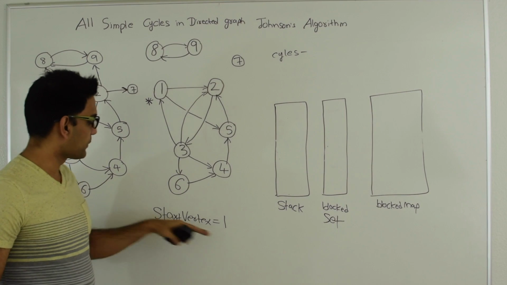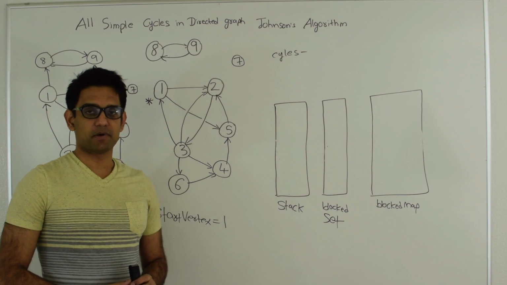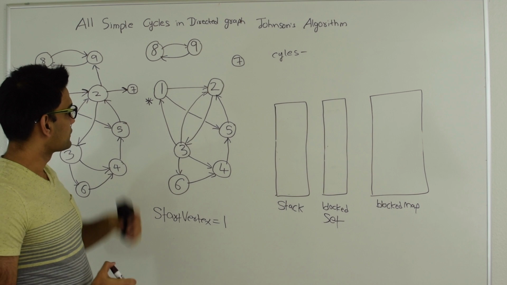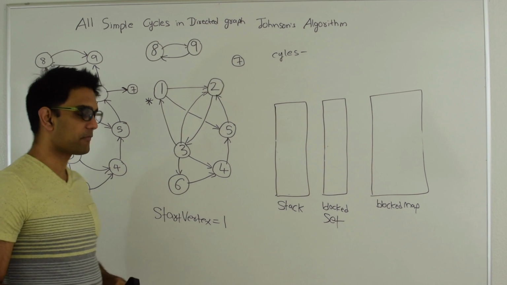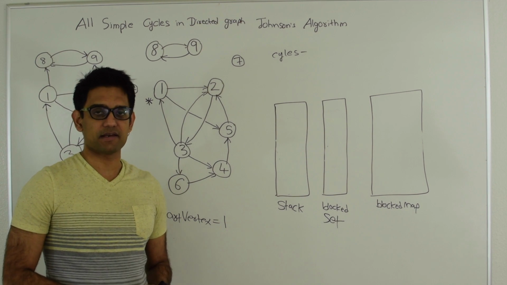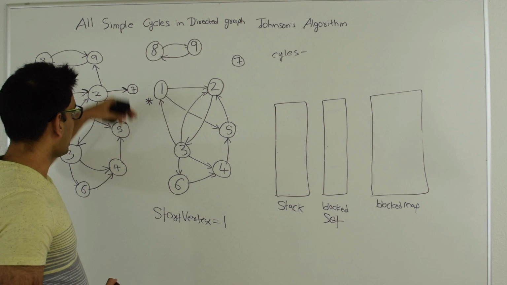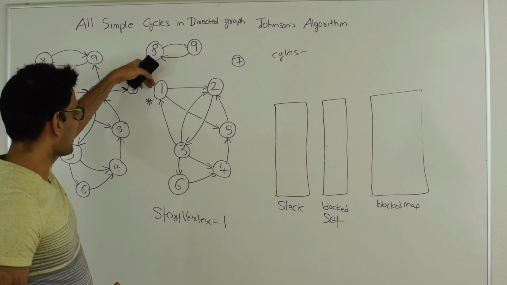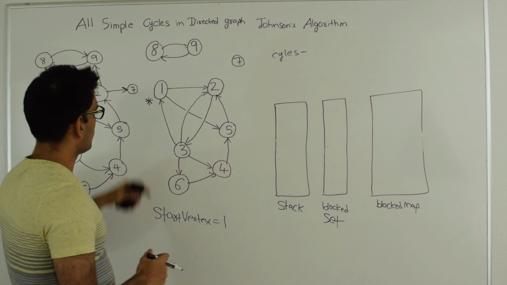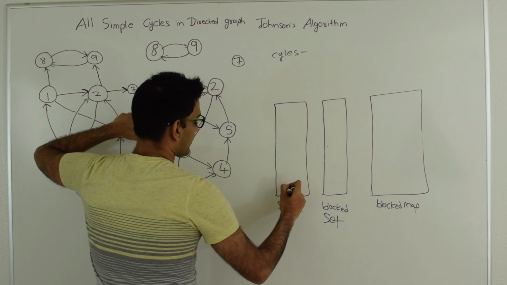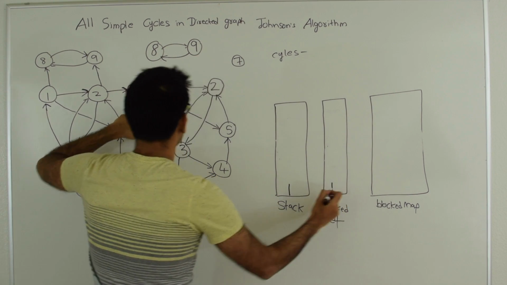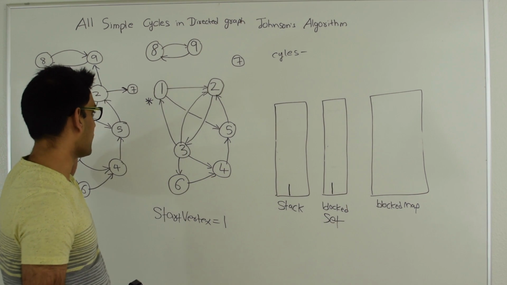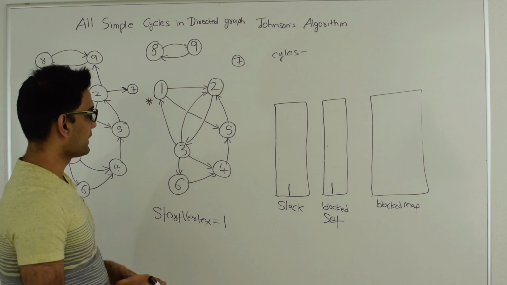Our start vertex will be 1, which was the least numbered vertex in this strongly connected component. So basically we're looking for all the cycles which start and end at 1. So then we do our DFS starting at 1. We add 1 to the stack and 1 to the block set. And now we're going to explore neighbors of 1. One neighbor of 1 is 2.